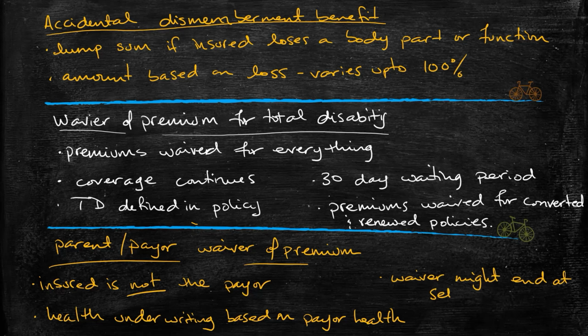Now, with the parent waiver benefit, usually there is some sort of set age that the insured might need to start paying for the policy, like 21. However, it is possible there's also no set age, so it really depends on the policy. And that's it for supplementary benefits. If you are looking for more information, see 5.2 in your textbook or in your study notes.